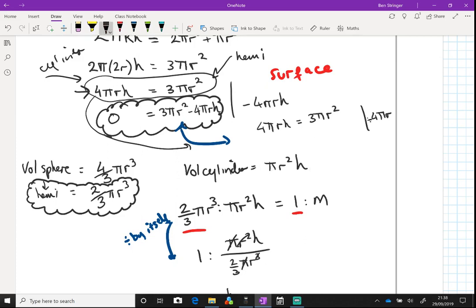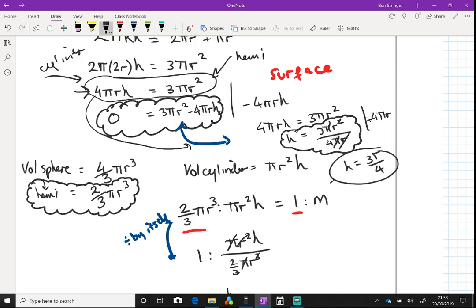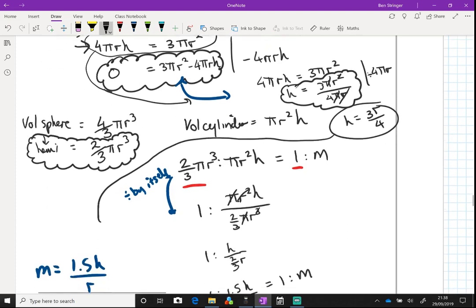I'm going to get that h is equal to 3 pi r squared over 4 pi r. That's what h is. Again, a little bit of cancelling. We get that h is 3r over 4. Let's put that h all the way over here.